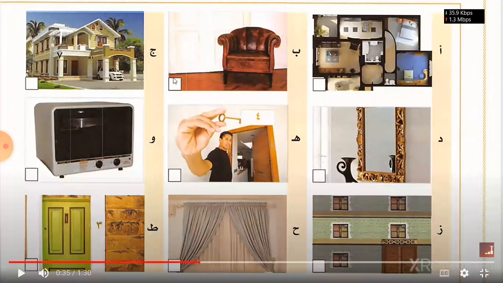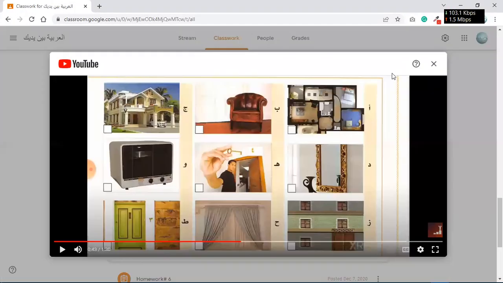Ha. Ha, correct. How many rooms are in the apartment? This is Hamza. Here we see 2 rooms, so you will say za, okay?